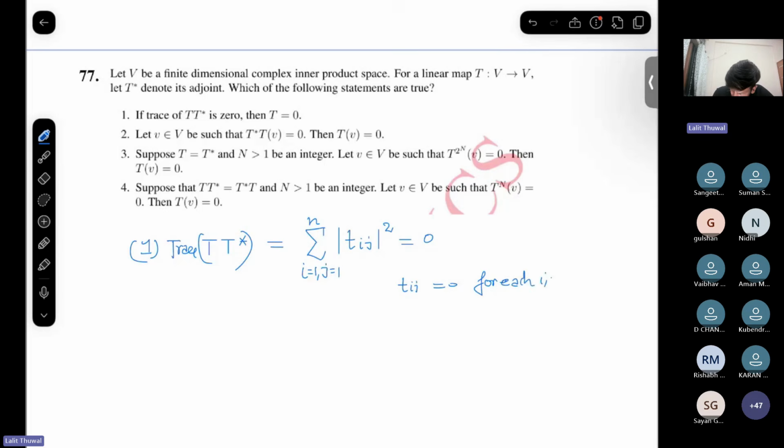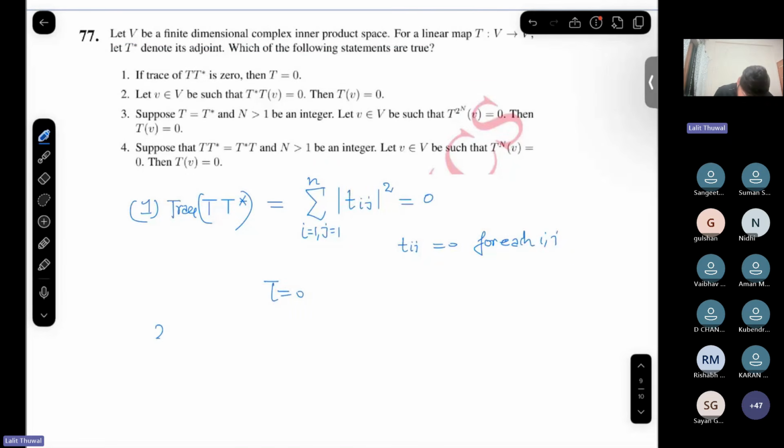For each i, j, it means T is 0. And secondly, V is 0, so just multiply by V star, okay? Then you get this is equal to norm TV squared. Norm TV squared equal to 0. It means TV must be 0. Then the second one is also true.